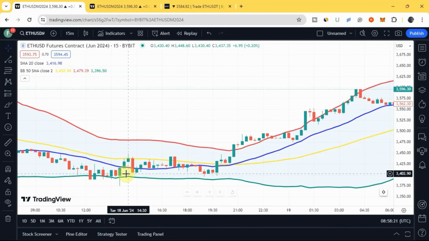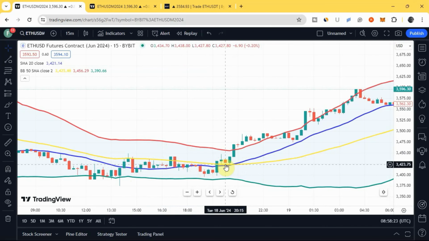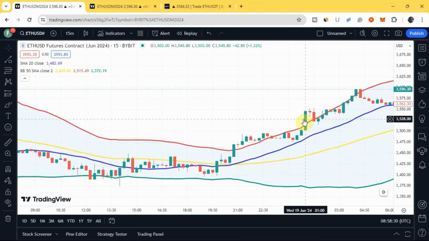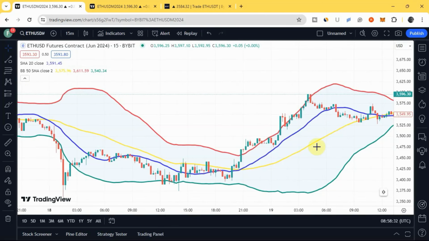And you can see at this point right here, after the market finished this ranging trend or this sideways trend, the candlesticks moved above both moving average lines, and then we had an uptrend. So if you make it, let me open it right here. You can see right here, the market moved from this point to this point.